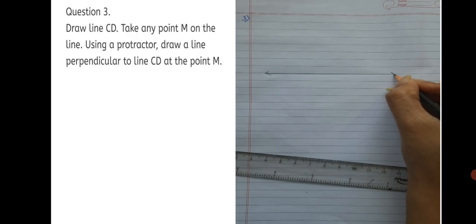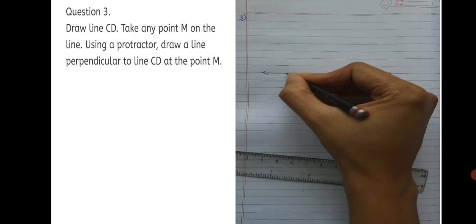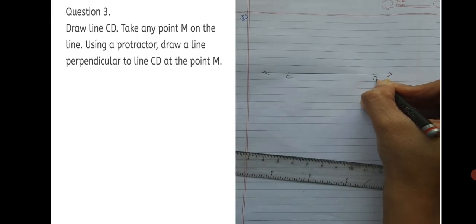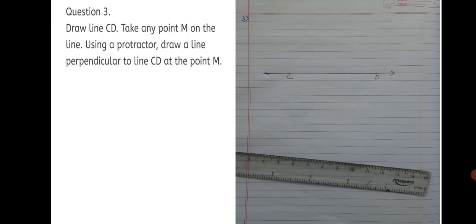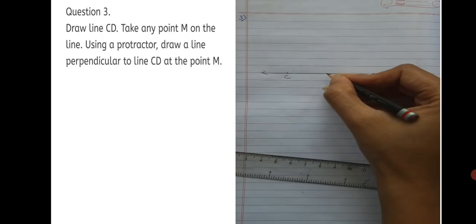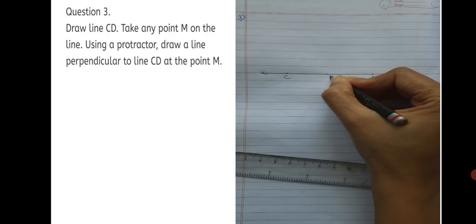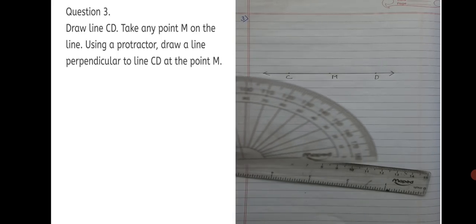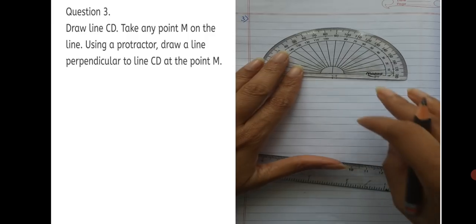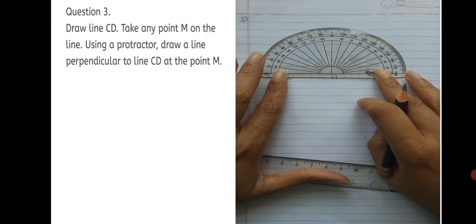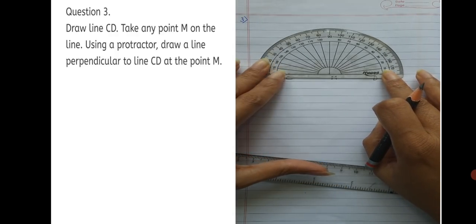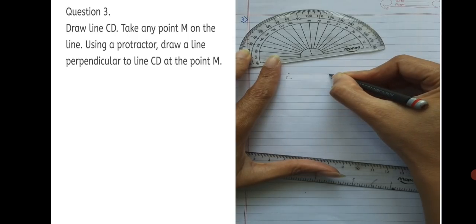We mark the arrows on both the sides and we name the line as line CD as given in the question. Now take any point M on the line. So on the line itself we have to take point M. And using a protractor we have to draw a line perpendicular to line CD at the point M. So exactly the center of the protractor will be kept at point M, and then we are going to check whether the protractor is lying exactly on the line.